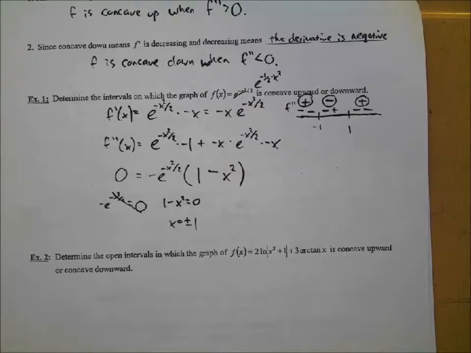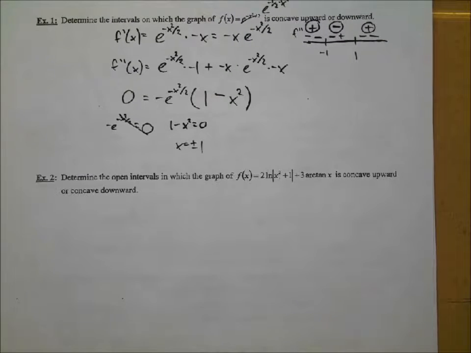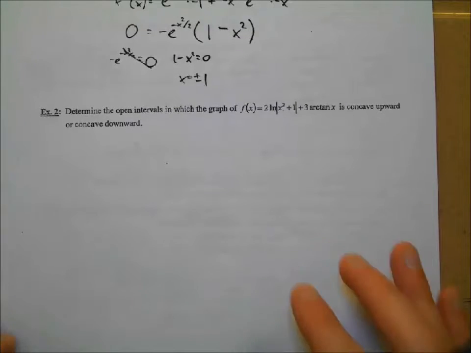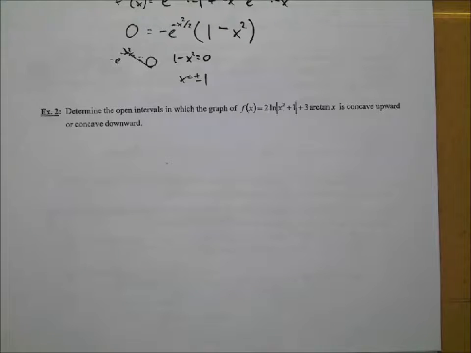Well, let's go ahead and have you guys try this next one here. Determine the open intervals in which the graph of f of x equals 2 natural log of the absolute value of x squared plus 1 plus 3 arctangent of x, whether it's concave upward or downward. So let's go ahead and just have you make sure you take the derivatives correctly here. Okay? So how about that? All right, so go ahead and just take the first derivative, okay? Go ahead and just take that first derivative. All right? And I will as well.